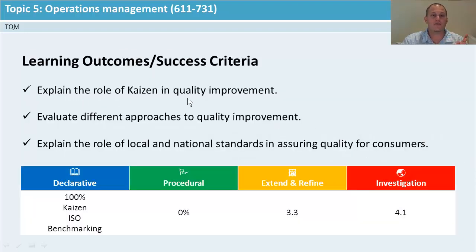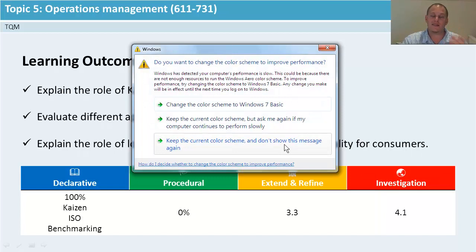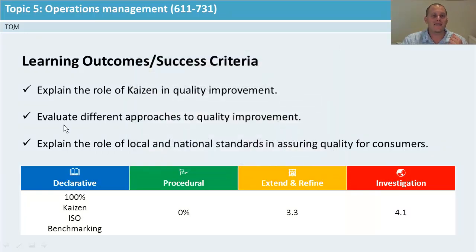Alright, we've got to explain the role of Kaizen in quality improvement as one of our key learning outcomes. If you can define Kaizen, give a case reference, and two impacts on how it improves quality, you'll get your 4 marks. Next, for evaluating, an 8-mark question is going to be linked to benchmarking pretty much. So different approaches, benchmarking and potentially ISO tied together. But 2 advantages of benchmarking, 2 disadvantages of benchmarking, and then your recommendation.